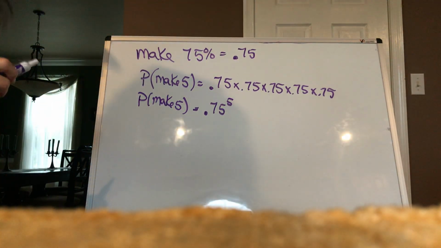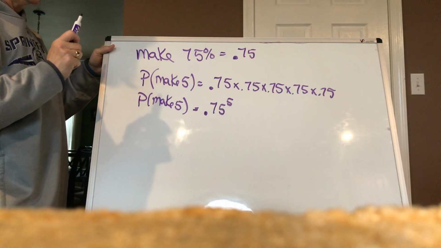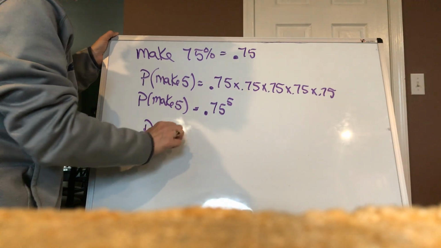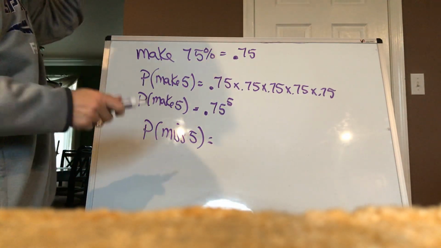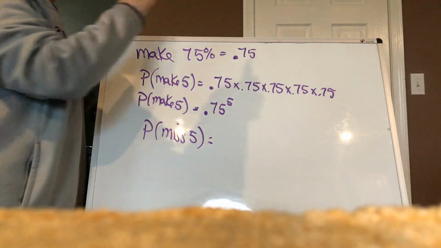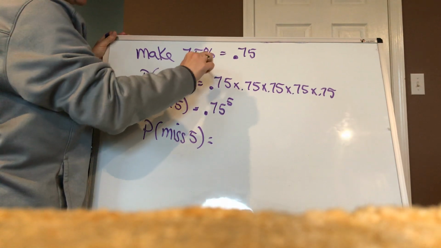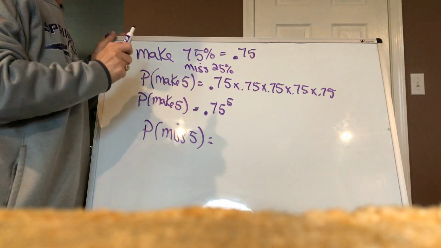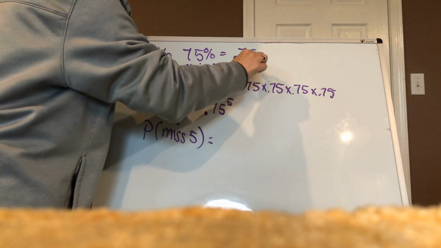Now, here's the one that is really throwing kids off. What if I said, what is the probability that you miss 5 in a row? Now, let's think about this. If you make them 75% of the time, don't you miss them 25% of the time? Making 75% is the same as missing 25%. Isn't that the same as 0.25?